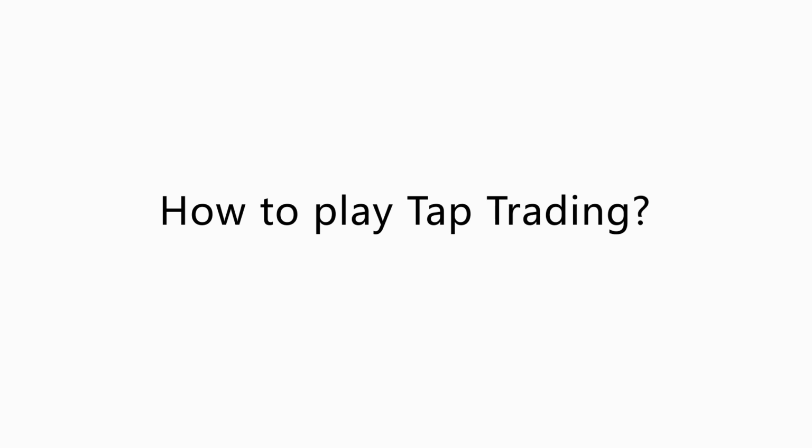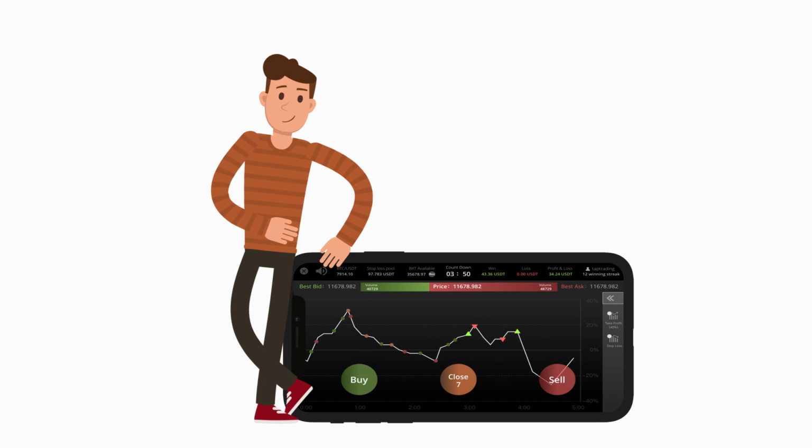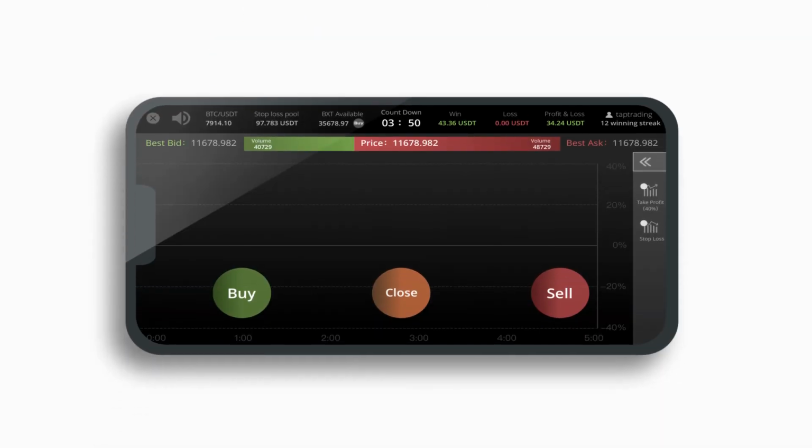How to play tap trading. Tap trading is a product that lets ordinary people like you and me participate in leverage trading the short-term fluctuations of Bitcoin. The interface has three main features. Trading has never been simpler than with tap trading.